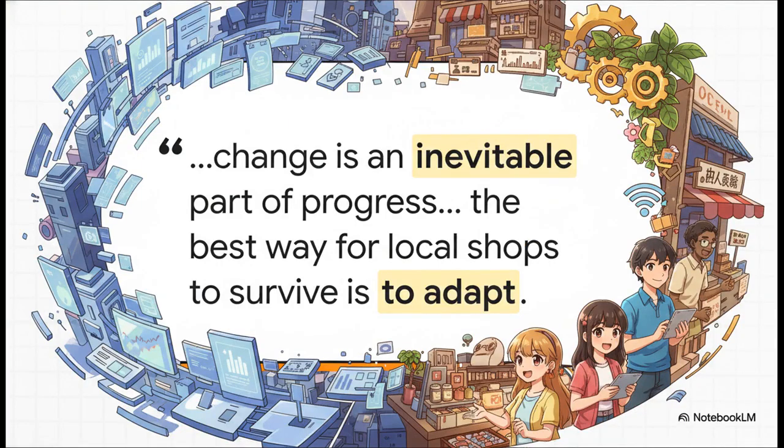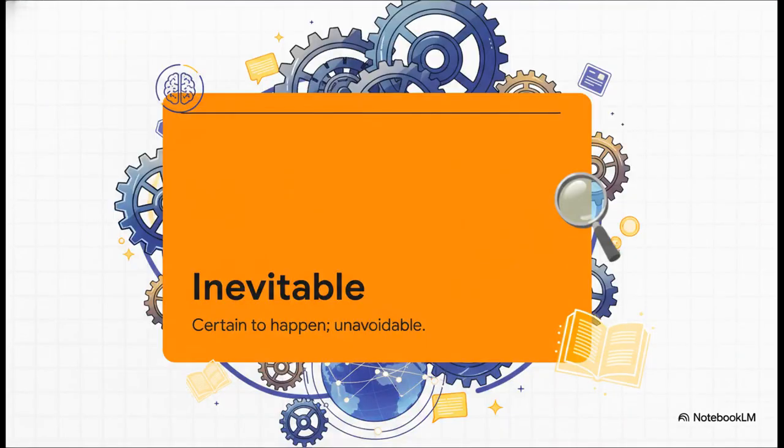This conclusion is so effective. It accepts that online shopping is here to stay. It calls it inevitable progress. But at the same time, it offers a positive, proactive solution, adaptation. And that word, inevitable, is such a strong vocabulary choice. It shows the writer gets the big picture and isn't just trying to fight against reality. Using sophisticated words like this, and using them correctly, is a sure sign of a high-level writer.